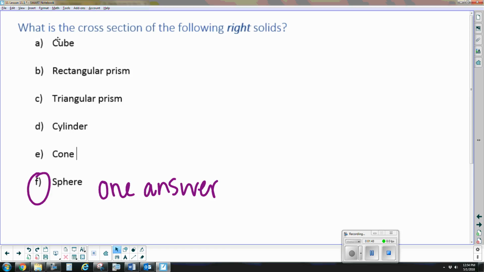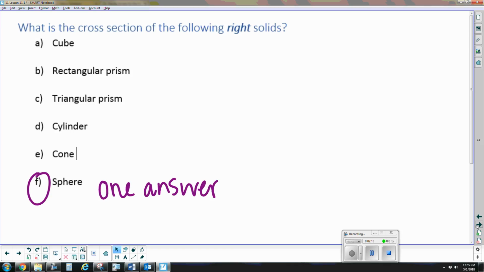So these are all right solids, which means that they stand straight up and down. So the base and the top of the solid are parallel, and you can draw the height perpendicular to them through the center of the base and the top, or the two bases.